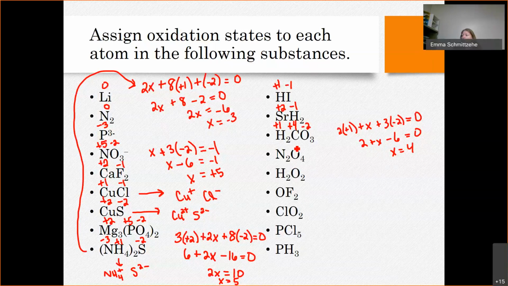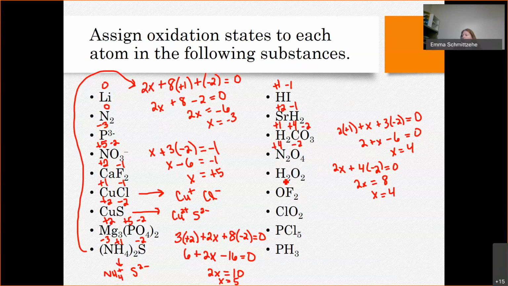Next one, I have N2O4. The oxygen should be -2. And so I have 2 of something that I don't know, the nitrogen, plus 4 times -2 for oxygen, and that needs to sum to 0. So I have 2x must be equal to 8, right? Because 4 times -2 is -8, and I add that over. And so x must be 4 in this case. So here it's +4.